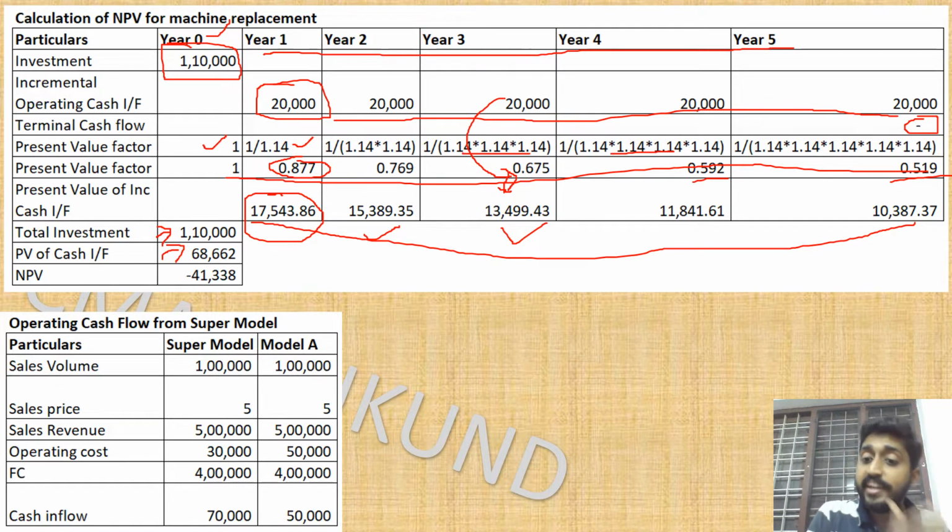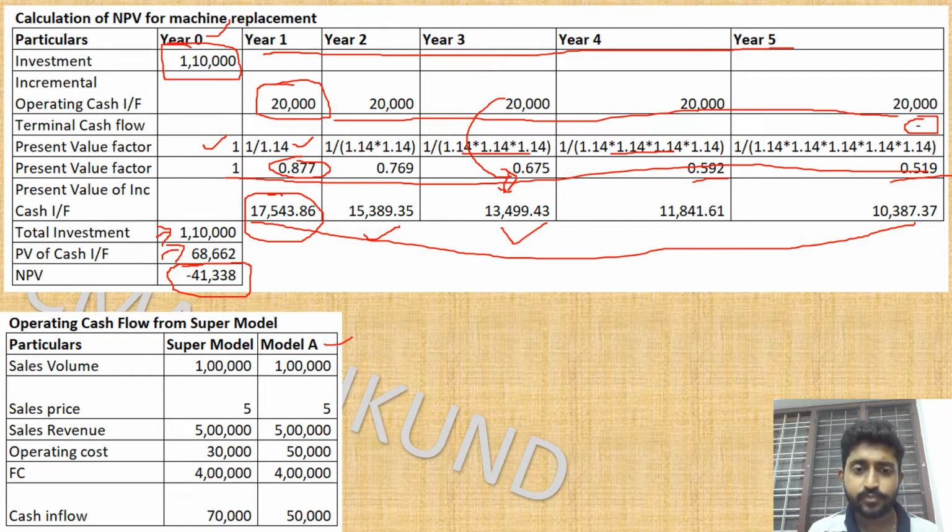Present value of cash inflow minus outflow, NPV is negative. So it is not advisable to replace model A, which is already installed, with super model. Okay, this is not advisable. Now the second question is also asked. We have to analyze both the machines separately. That is also very easy.